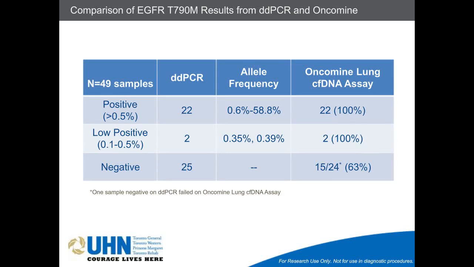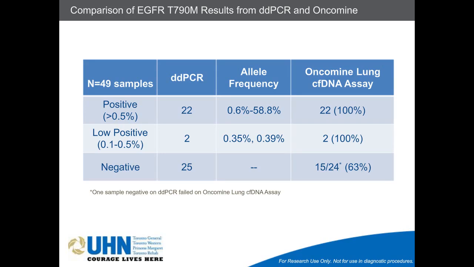And this slide then is a comparison of the EGFR T790M results from both the ddPCR and the Oncomine. From the ddPCR, just to remind you, this is of the 49 samples, 49 being the number that was positive on ddPCR. So of the 22 that were positive on ddPCR, allele frequency is shown here for T790M, all of these were also positive on the Oncomine Lung cfDNA assay. And the ones that we thought were low positive, a bit below what we would normally call from ddPCR, were also positive on the Oncomine.